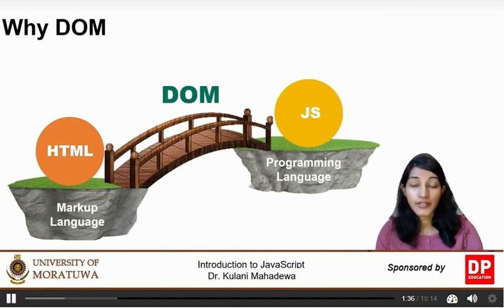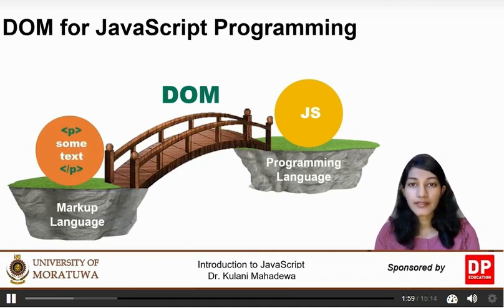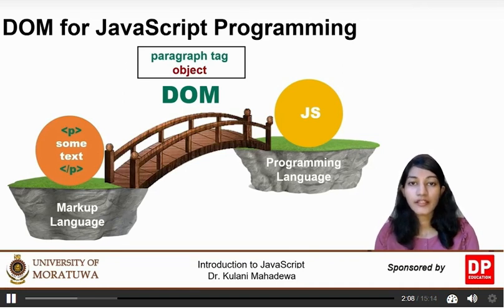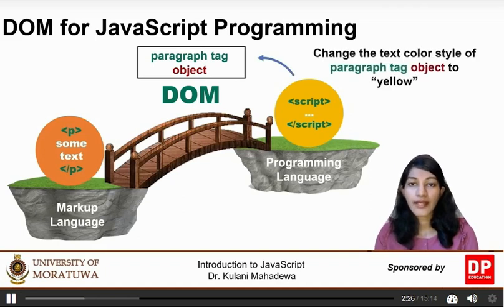In web designing, HTML DOM is the bridge between HTML and JavaScript. DOM includes everything in the HTML document, but in a way JavaScript understands it. To understand this, let's take an example. Here we have some text between paragraph tag. In the HTML DOM, we have an object corresponding to this paragraph tag. Assume that we want to change the color of this paragraph to yellow using JavaScript. To achieve this, JavaScript accesses this paragraph tag object and changes its color property to yellow. Then the browser updates the web page to reflect the changes to the DOM.